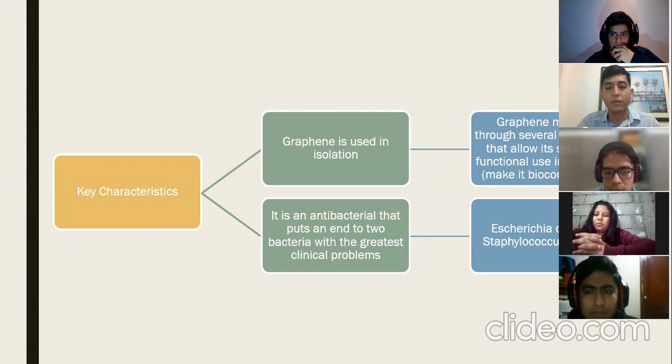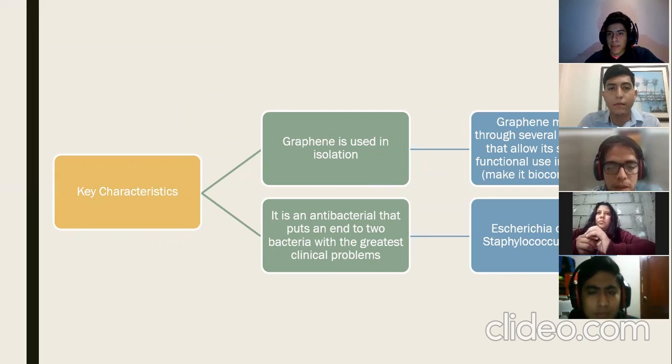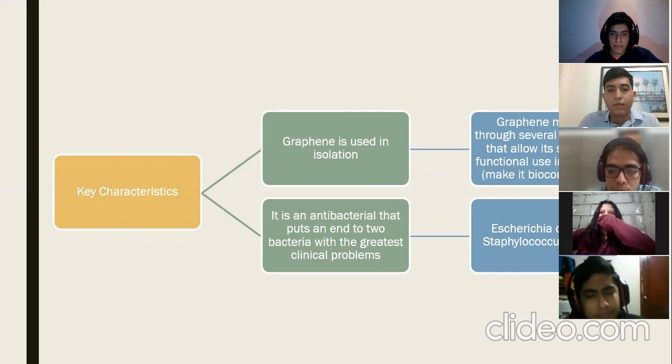According to studies, by putting a graphene film with copper, the constant transfer of electrons from the bacteria cell to graphene and later to copper results in an inability to breathe for the bacteria cell and loss of membrane potential, causing cell death.